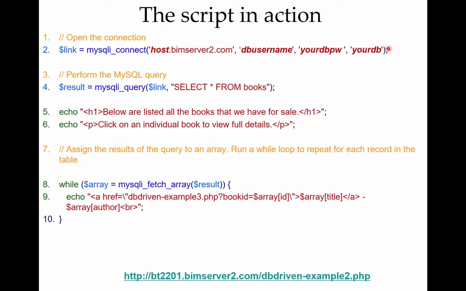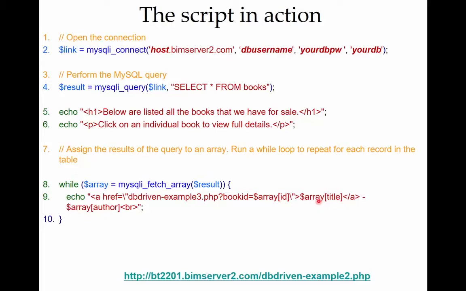We connect to the database. We run the query: show me all the books. We send it off. The results will be stored in $results. And now we've got a loop where one by one we convert the results from the database into a PHP array. And in this PHP array, we show the title of the book and the author.